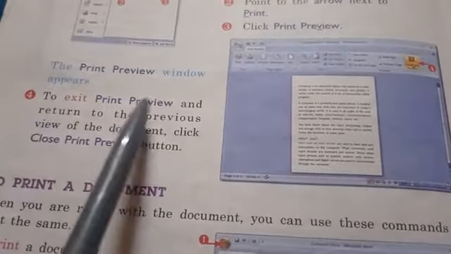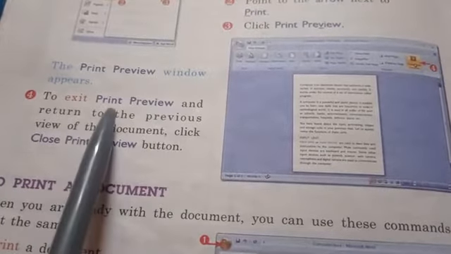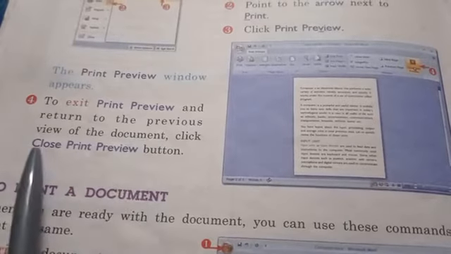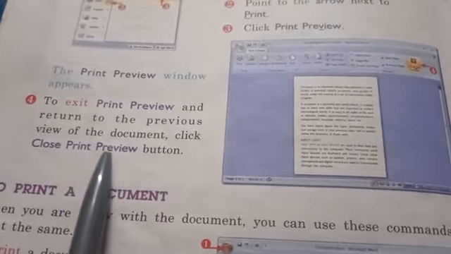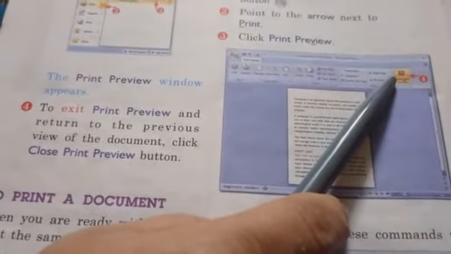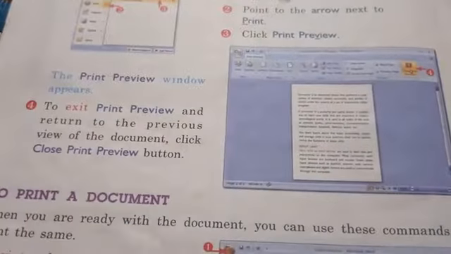To exit print preview and return to the previous view of the document, click the close print preview button. You can see here close print preview button, you have to click on it.